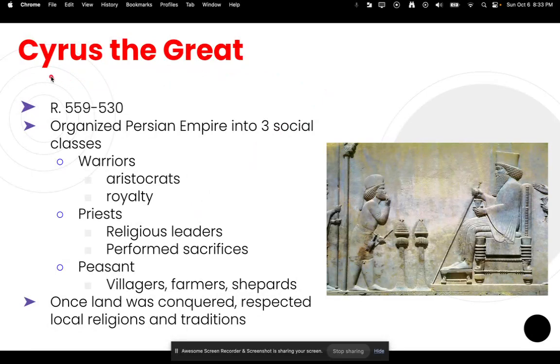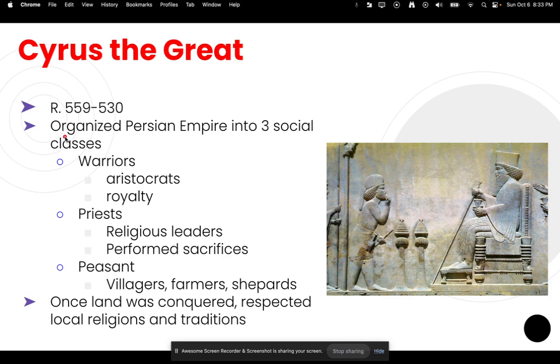The first one is Cyrus the Great. So he ruled from 559 until 530. So remember, when you see a date with an R in front of it, that just means the date that person ruled, not the date that person lived.